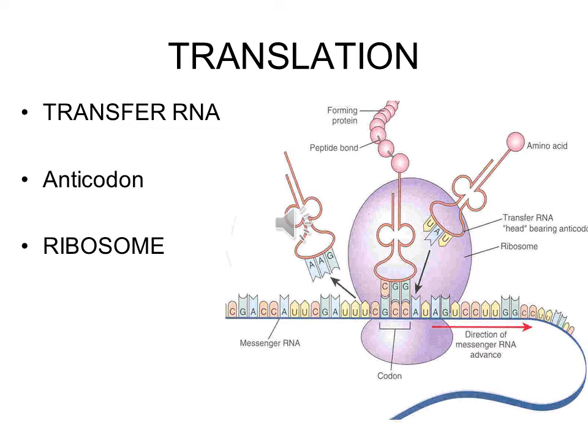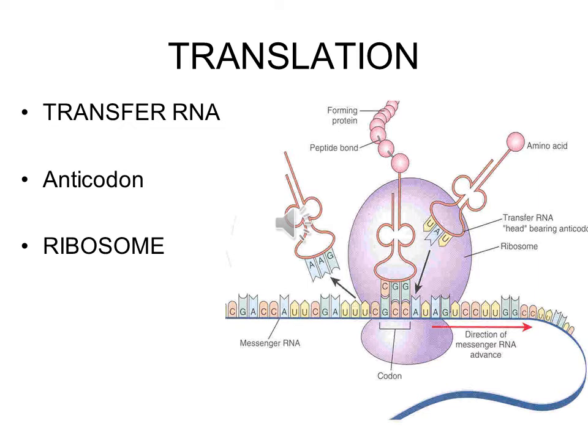Ribosomes are made up of equal parts of protein and ribosomal RNA. Ribosomes are formed in the nucleus, and then they move out into the cytoplasm, where they're found either floating free in the cytoplasm or attached to the rough endoplasmic reticulum. The ribosome binds to a piece of messenger RNA, and the ribosome then moves along the messenger RNA sequence, codon by codon.